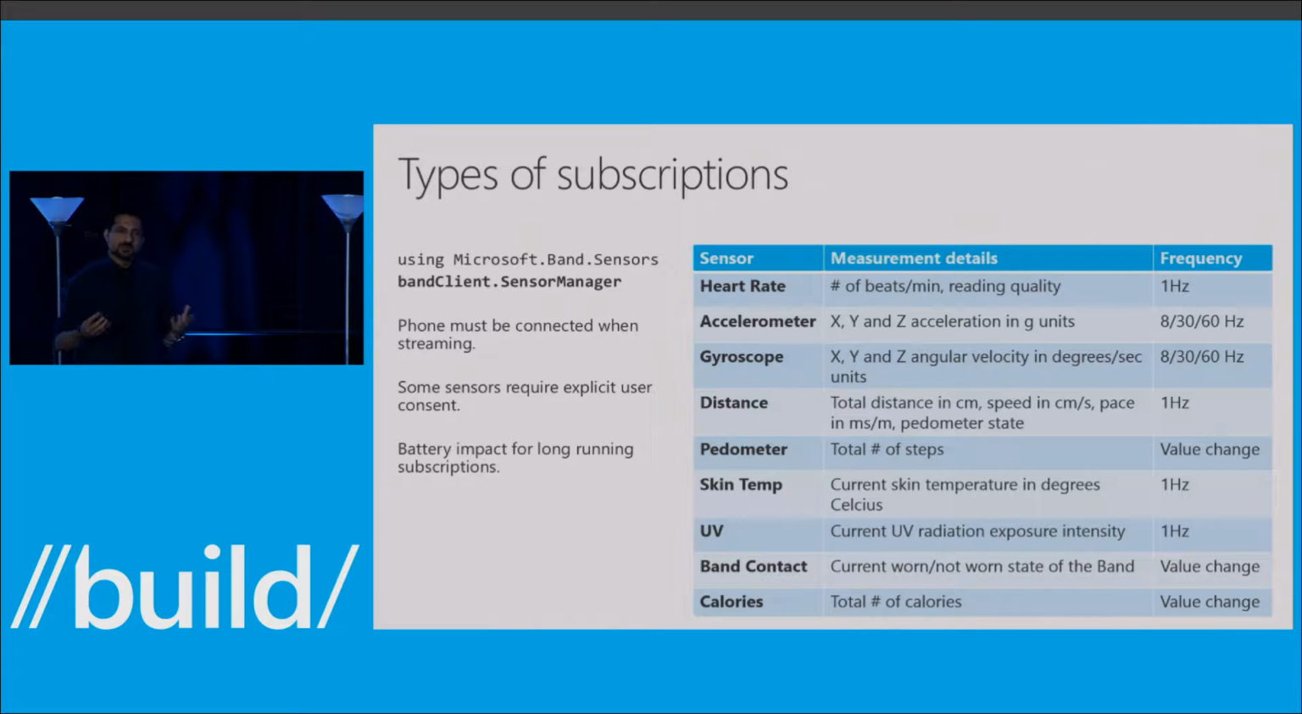So if you're a flashlight application that silently tries to get the user's heart rate, for example, the user actually has to authorize that app to get the heart rate. There is some battery impact if you have long-running subscriptions, because we're consuming Bluetooth both on the phone side and the band side. But if you're running sensors for many, many hours, you have to be careful that there will be some kind of battery impact on those.